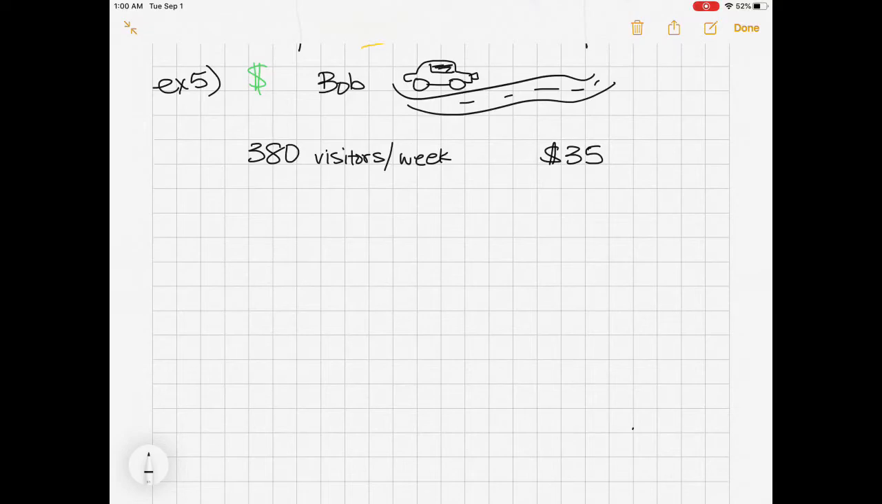Now, what do you think would happen if he lowered his price? You might have guessed it. Hopefully you guessed it. He's going to get more people. So anytime we lower the price, there's more interest in what we're doing, right? That's called supply and demand. Little preview for your economics course.